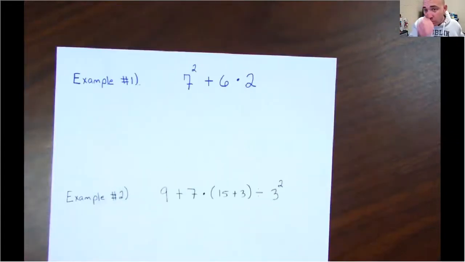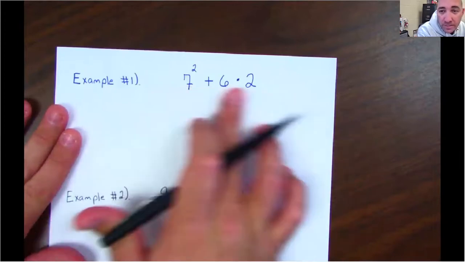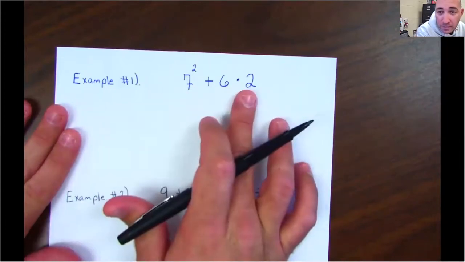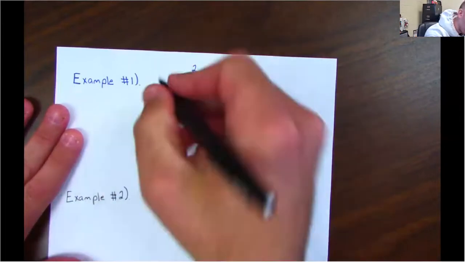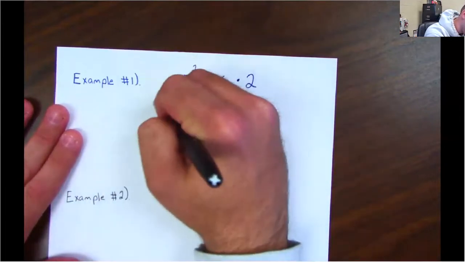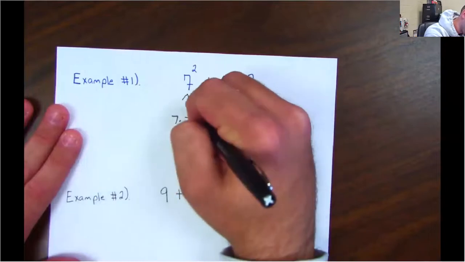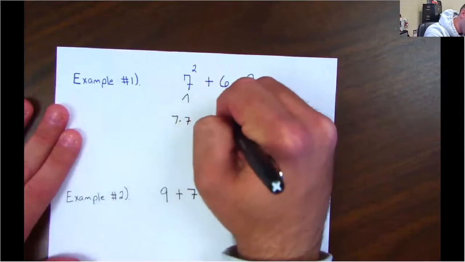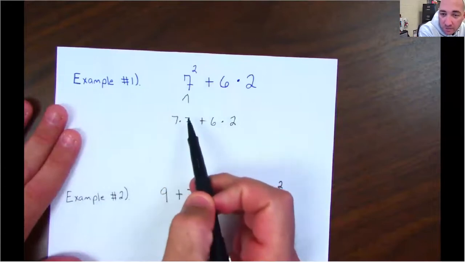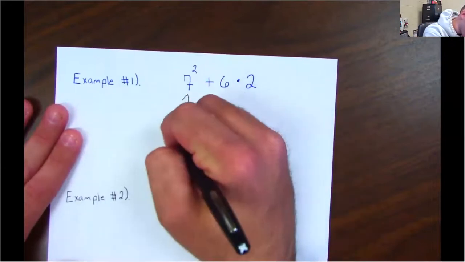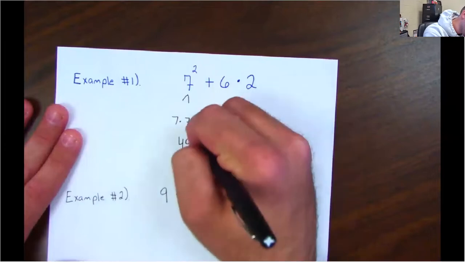The first problem says 7 squared plus 6 times 2. First thing, are there any P's, parentheses? Do you see any parentheses? No. Exponents. Yes, right here. 7 squared is the same as 7 times 7. So we have to do the exponents first. 7 squared, again, is 7 times 7, which is 49.